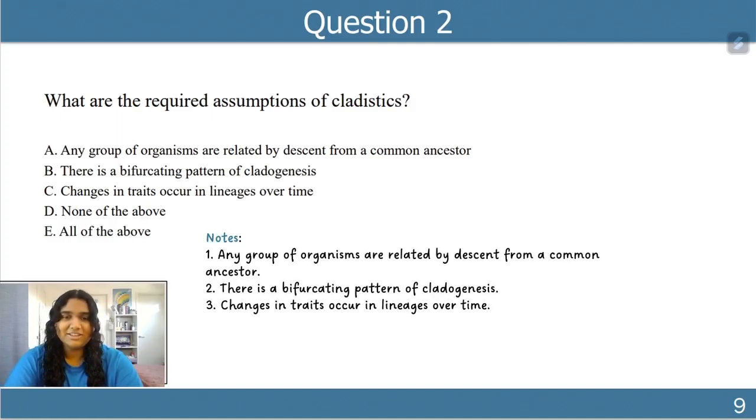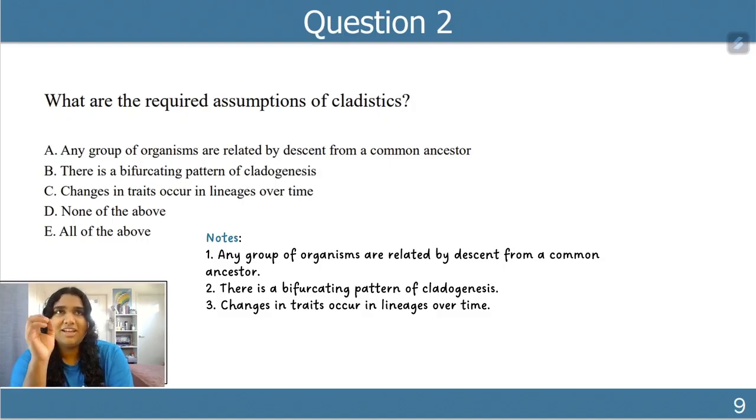So, cladistics is basically the study that arises from the phylogenetic species concept. So that was all about looking at genetic sequences. Cladistics is literally mapping them out on a cladogram or a phylogenetic tree. So there are 3 assumptions that we can have. They're on the screen for you now. Number 1 is that any group of organisms are related by descent from a common ancestor.